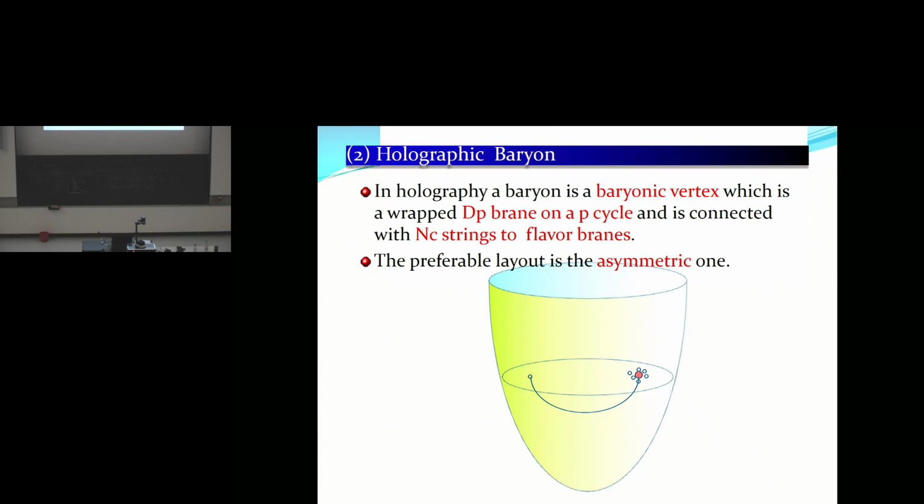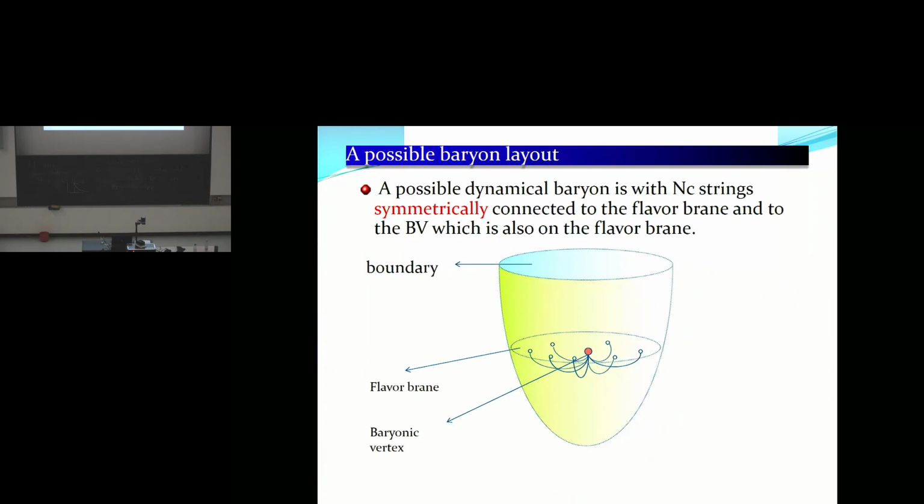Now, let's go on to baryons. We know that the baryonic vertex can be associated with some wrapped Dp brane that wraps a p-cycle, and there are NC strings due to the DBI action of this wrapped brane. There must be NC strings coming out, and they can end on the boundary or on a flavor brane, and they can be in various different layouts. For instance, we can have a symmetric layout where the baryonic vertex is in the middle, and there are NC strings going from it to the flavor brane.